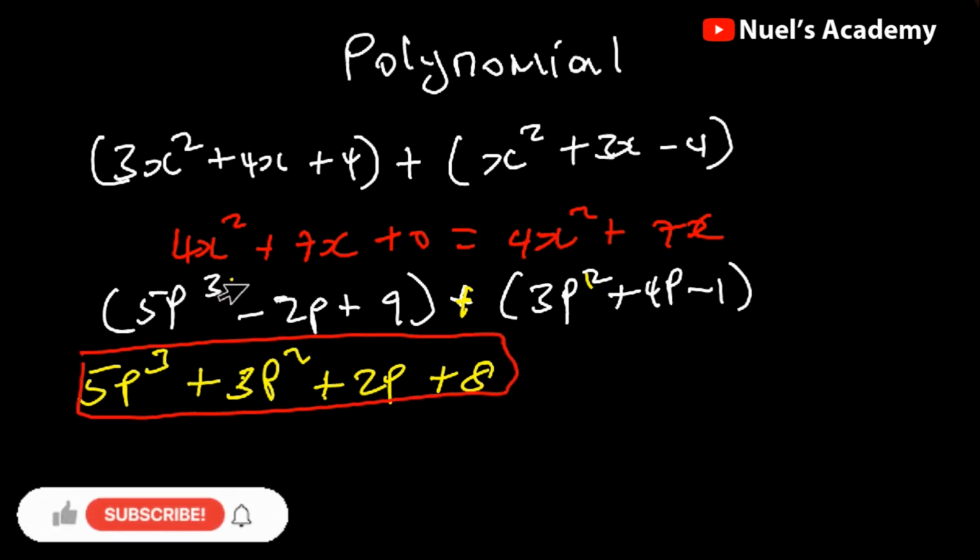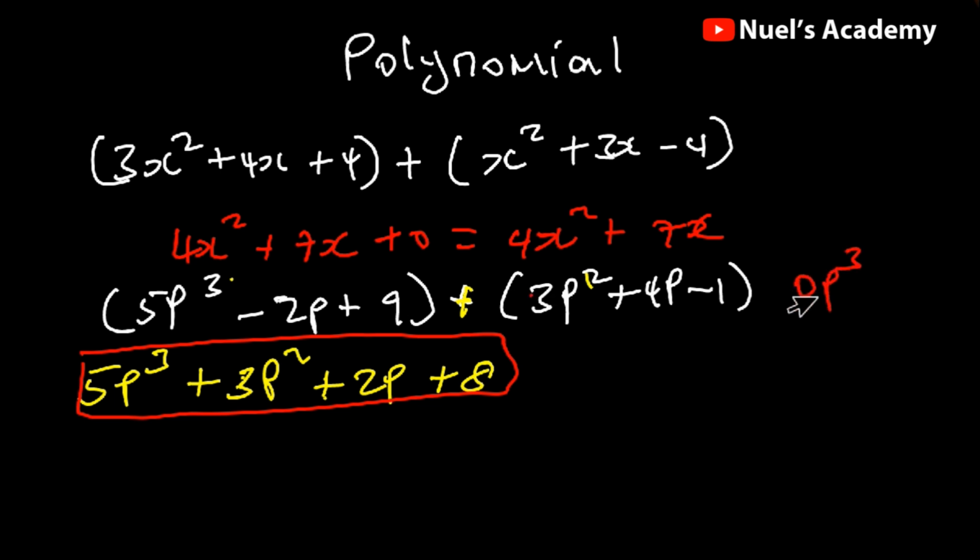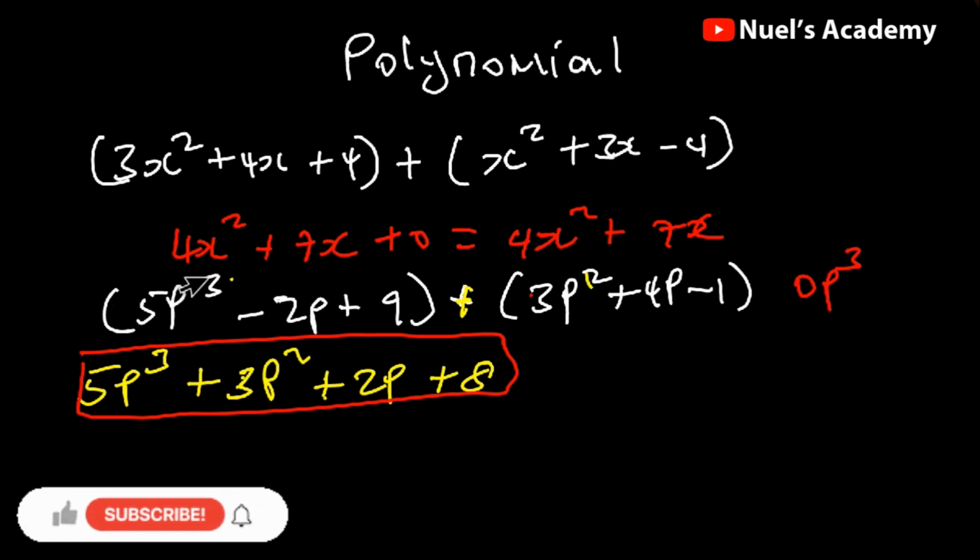Note that since we don't have any term here with the exponent of 3, we can just represent it with something like 0p raised to the power 3. So 5p raised to the power 3 plus 0p raised to the power 3 will give us 5p raised to the power 3. So it's just the same thing.